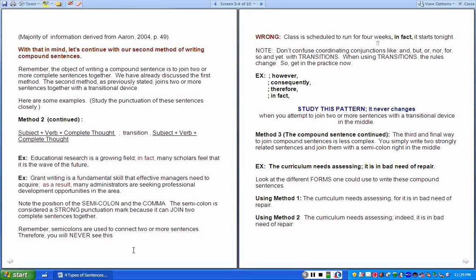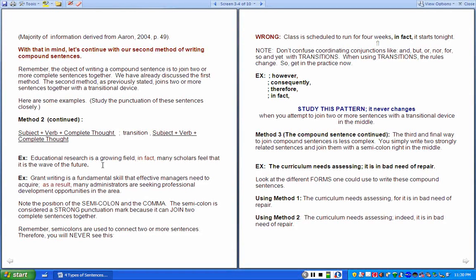Educational research is a growing field; in fact, many scholars feel that it is the wave of the future. So let's take a look at this sentence again. Educational research is a growing field. In fact, many scholars feel that it is the wave of the future. The first thing I want to bring to your attention is this. Do you notice how this sentence advanced in terms of its level of sophistication because the transition is being used instead of a coordinating conjunction? It just sounds better, you know?